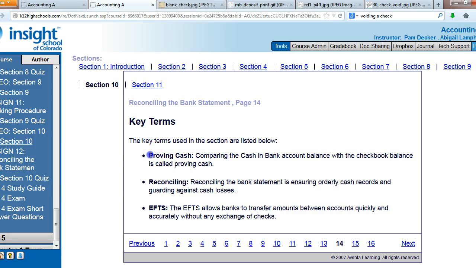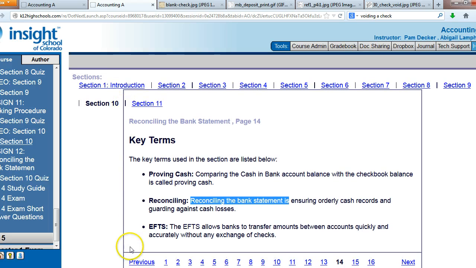So these are some of the terms we discussed in this video. Proving cash, again, that was making sure your cash and bank account balances with the checkbook. Reconciling is checking the bank statement and ensuring it matches your checkbook balance. And then electronic funds transfer allows you to transfer amounts quickly and easily without exchange of checks. And that concludes our video for section 10.